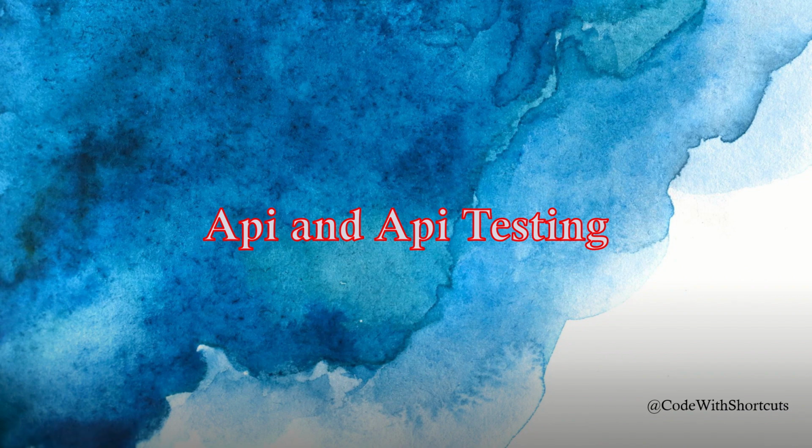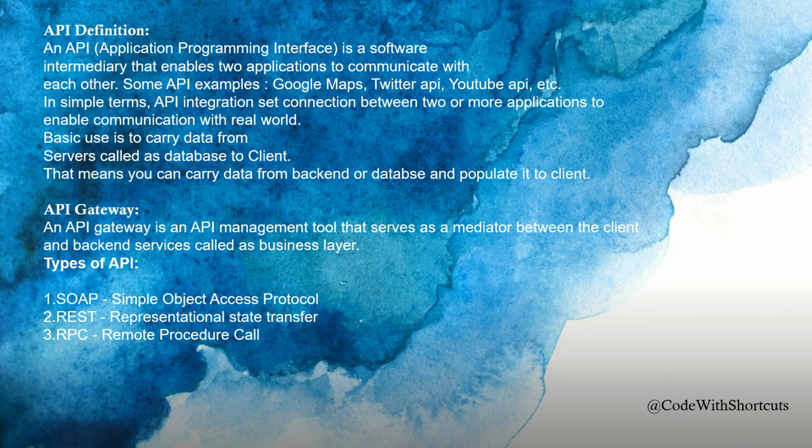So today we'll see what is API and what is called API testing. API is Application Programming Interface, which is a software that enables two applications to communicate with each other. So why do we use API? The basic use is to carry data from the server, called a database, to the client from where the request has been raised. That means when you carry data from the backend or database and populate it to the client or interface, then we say that this is an API.